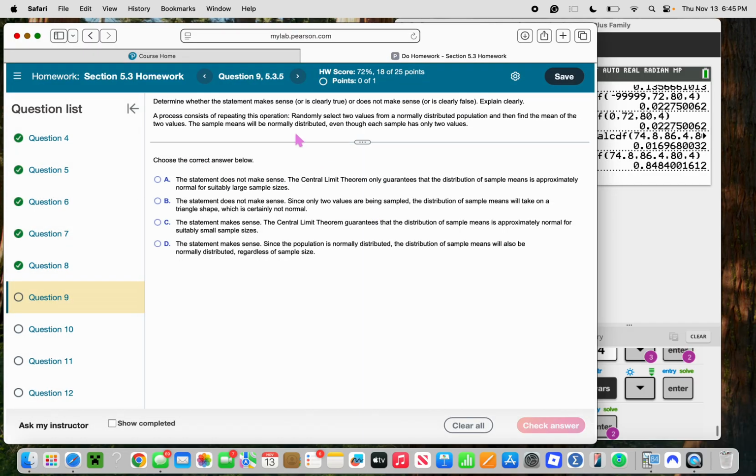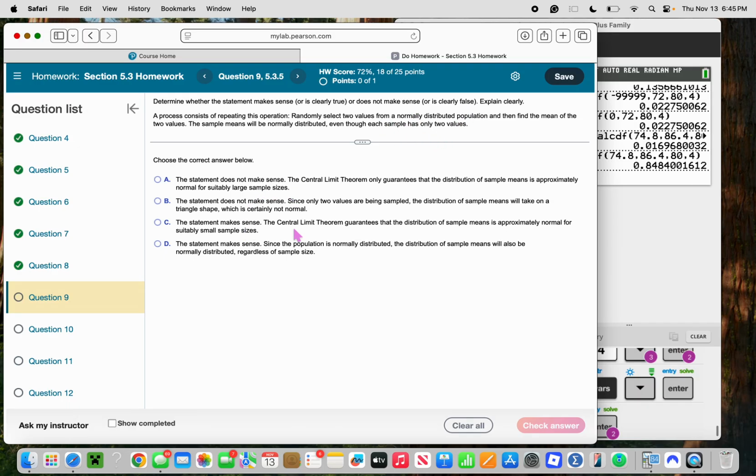All right, so determine whether the statement makes sense is clearly true or doesn't make sense is clearly false. Explain. A process consists of repeating this operation. Randomly select 2 values from a normally distributed population and then find the mean of the 2 values. The sample means will be normally distributed even though each sample has only 2 values. The reason this is true, because that's way less than 30, is because the population is normally distributed. So the statement does make sense.